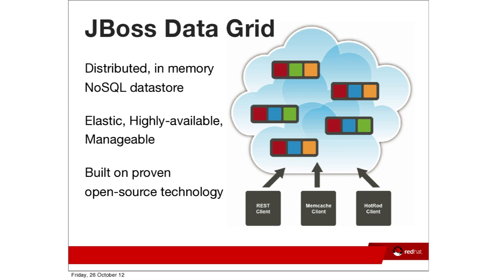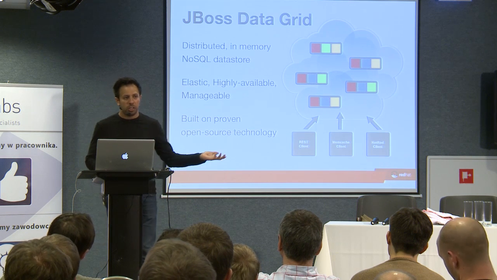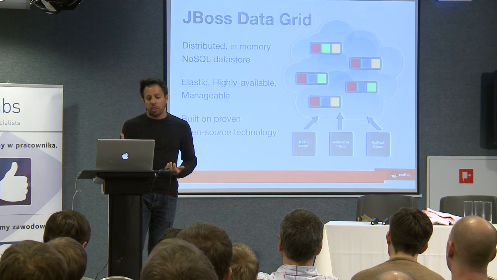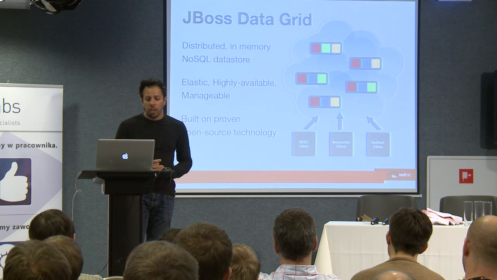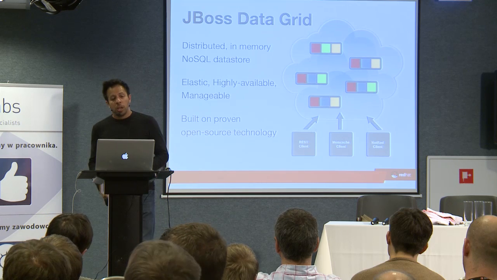So a little bit about the JBoss data grid specifically. All that stuff I just said is just generic stuff about data grids. The JBoss data grid is very much a data grid. It does all the stuff I just spoke about. It is distributed. It's in memory. It's a NoSQL data store. It stores things in key value pairs. It is elastic and highly available.